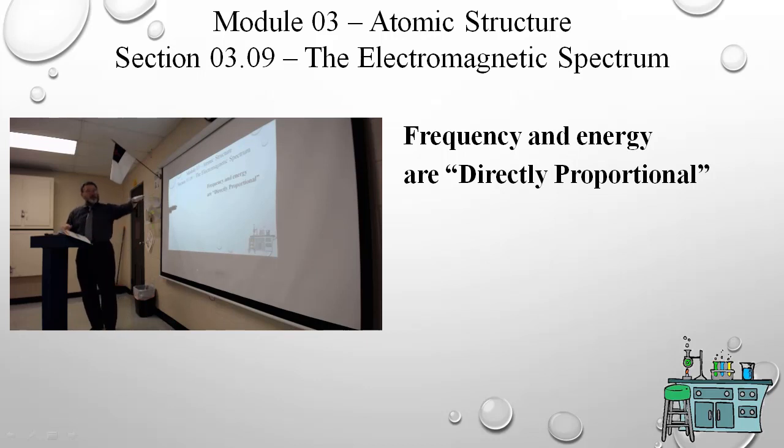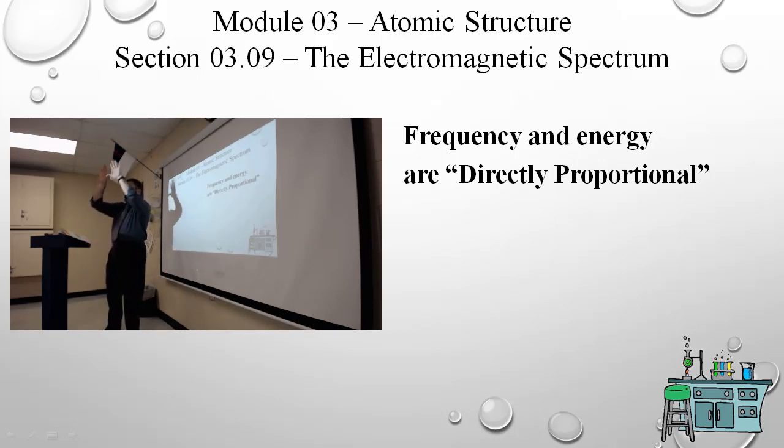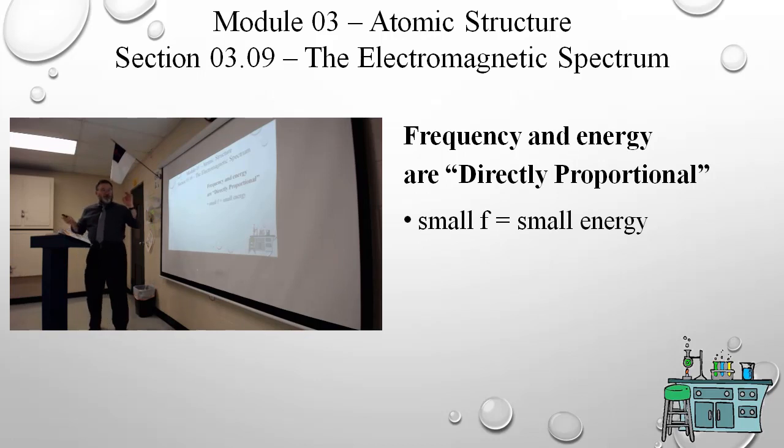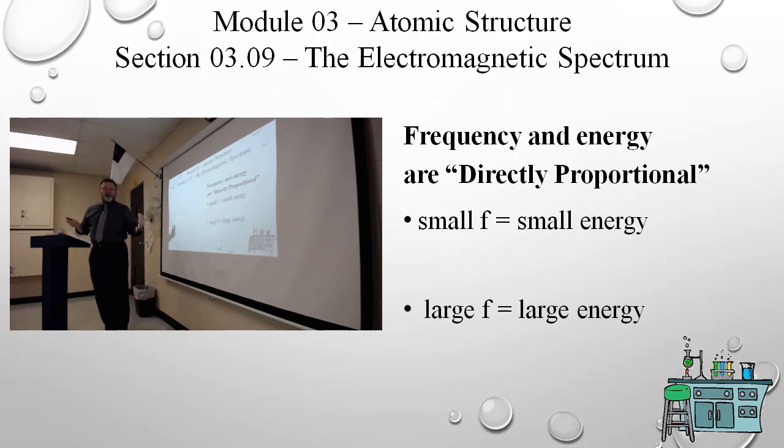A principle you need to know here is that frequency and energy are directly proportional. Now, if wavelength and frequency are inversely proportional, when one goes up, the other goes down, then frequency and energy is like this. When frequency goes up, the energy goes up. When the frequency goes down, the energy goes down. So whereas wavelength and frequency are inversely related, energy and frequency are directly related. If you have a small frequency, there's a small amount of energy. If you have a large frequency, then you are receiving a larger amount of energy.